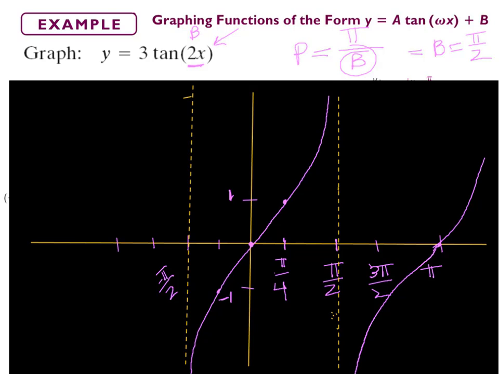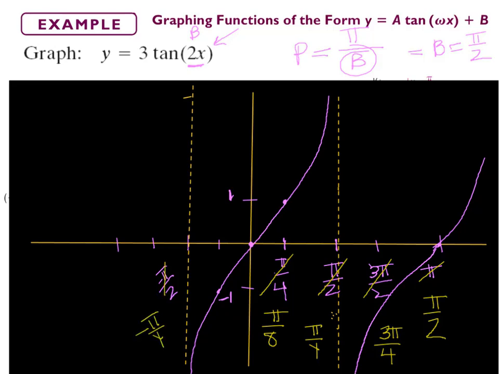So now my new spots are, let me get another color. I'm going to divide this by 2, I get pi over 8. If I divide this by 2, I get pi over 4. If I divide this by 2, I get 3 pi over 4. And if I divide this by 2, I get pi over 2. And here this is minus pi over 4. Okay, so notice my period, which is from here to here, is now pi over 2, from negative pi over 4 to pi over 4. Is that clear?